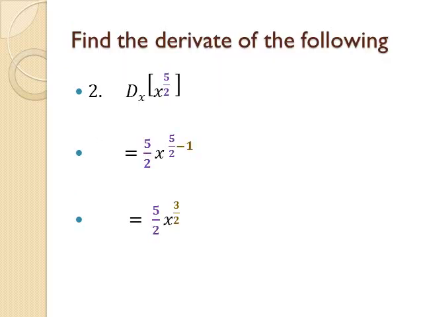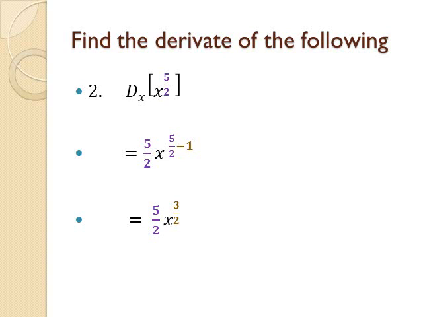So look at problem number 2. Find the derivative of the following. So now we can also give you d/dx, and in brackets x to the power 5 over 2 as an exponent. So 5 over 2 times 1, and then 5 over 2 minus 1. So that becomes 5 over 2 x, and 5 over 2 minus 1 would give me 3 over 2, and I'm done differentiating.